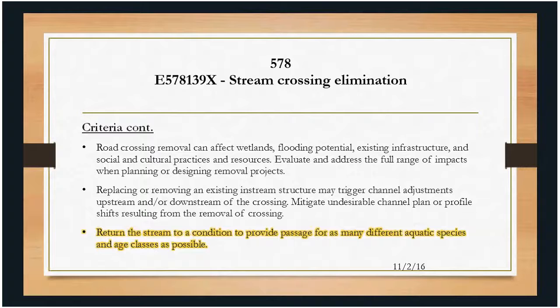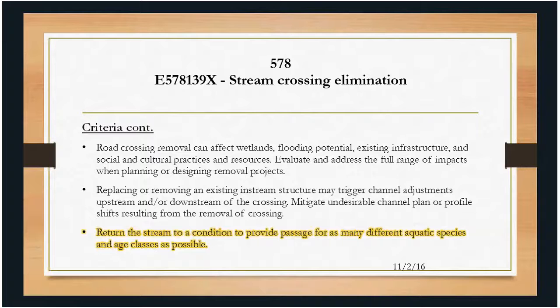Assess the impacts. Road crossings can affect wetlands, flooding potential, existing infrastructure, social and cultural practices and resources. Evaluate and address the full range of impacts when designing removal projects. Replacing or removing an existing in-stream structure may trigger channel adjustments upstream or downstream, so mitigate undesirable channel planform and profile shifts resulting from the removal of a crossing.